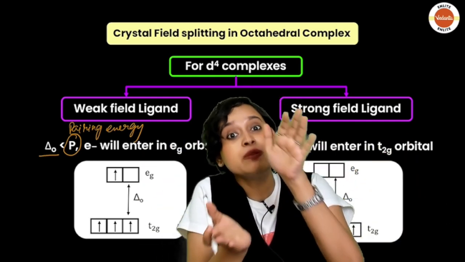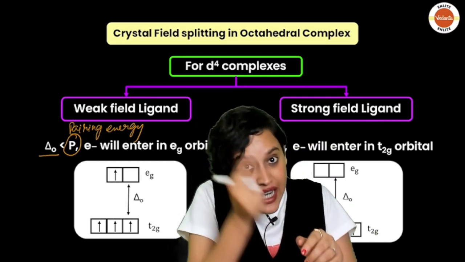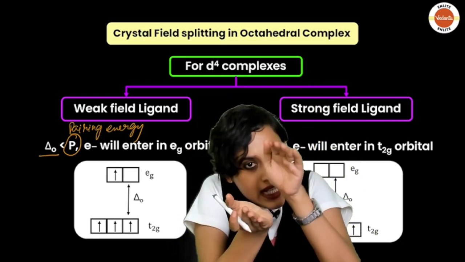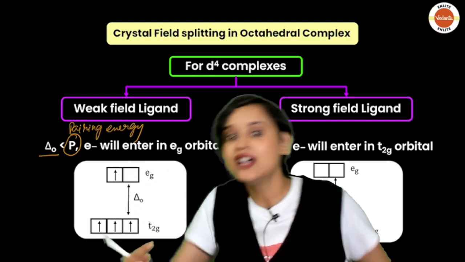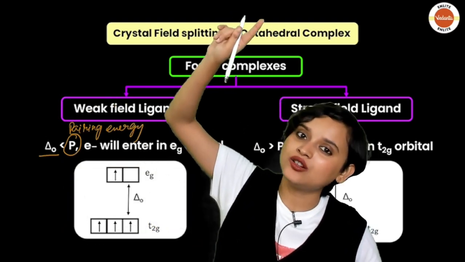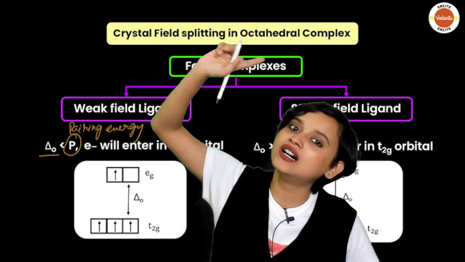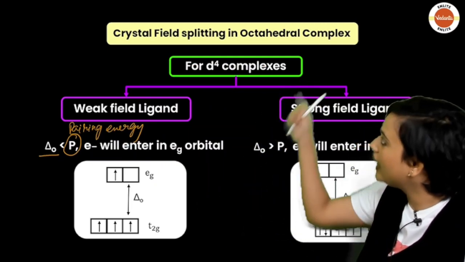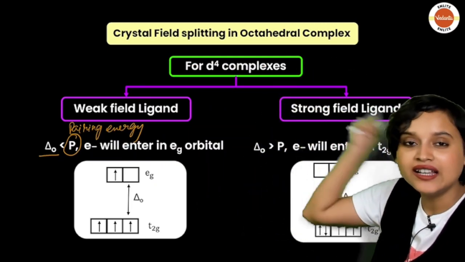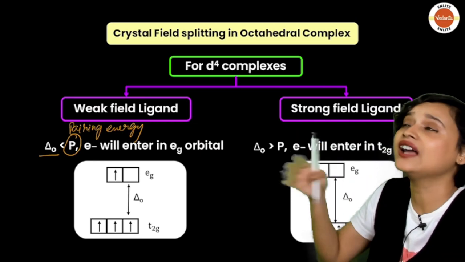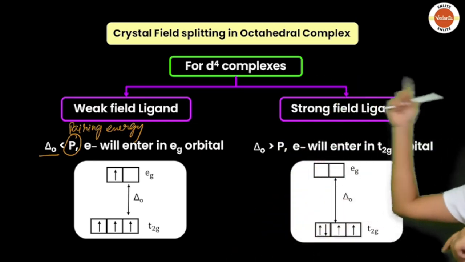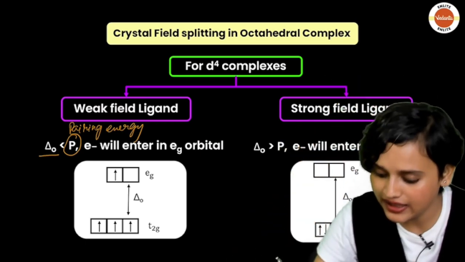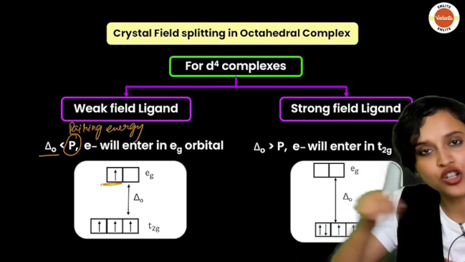So if the delta O, that is the splitting, is less than the pairing energy, the electron will go to the EG, okay? The electron will go to the higher energy state of this, okay? That higher energy state where there were the axial ones, yes, that's where it will go, right? Like here, see, do you see? It has gone to EG.